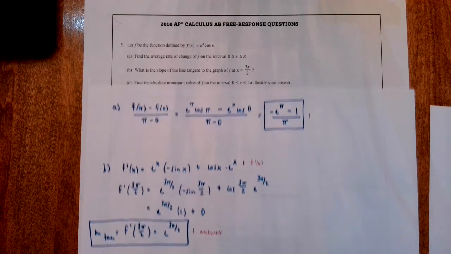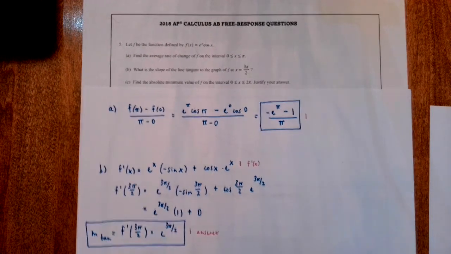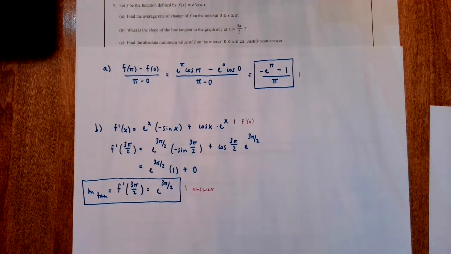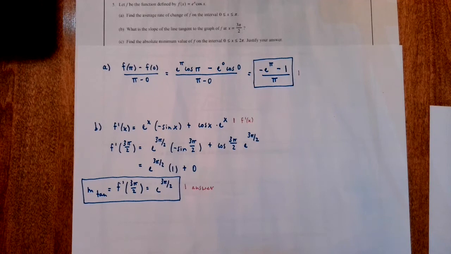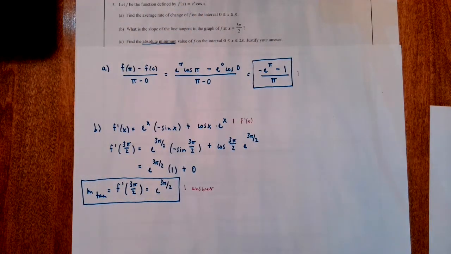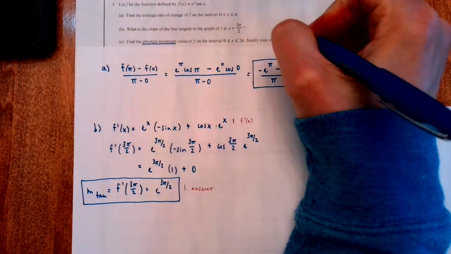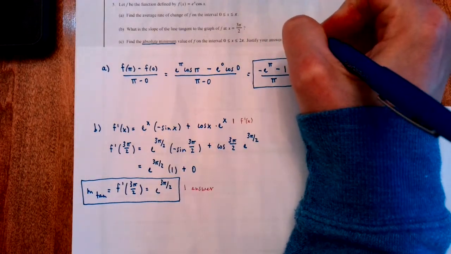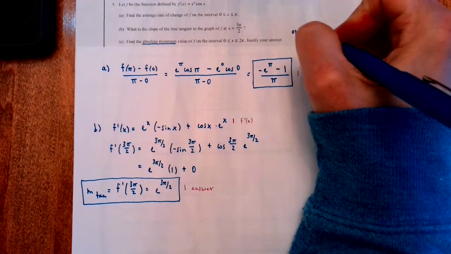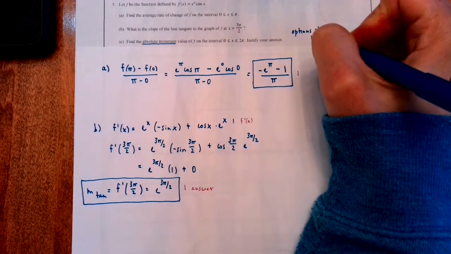All right, part C now wants the absolute minimum value of f on the interval from 0 to 2 pi. When we have absolute minimum or maximum, we know we're going to make that options table. And if you remember, our options table, we always included the critical points.